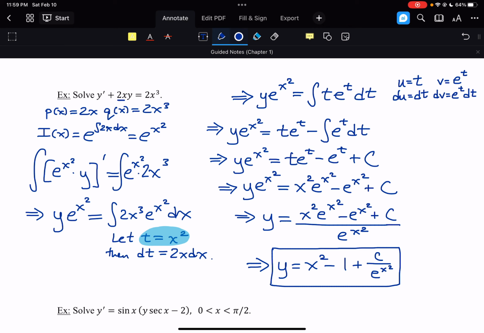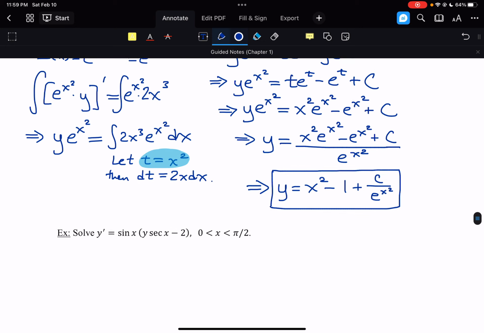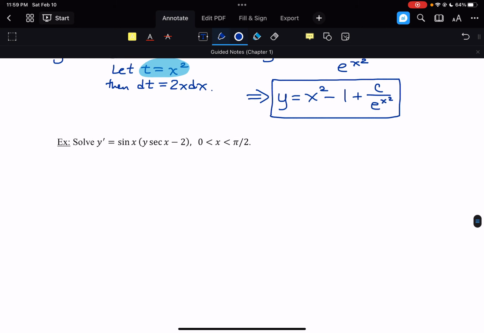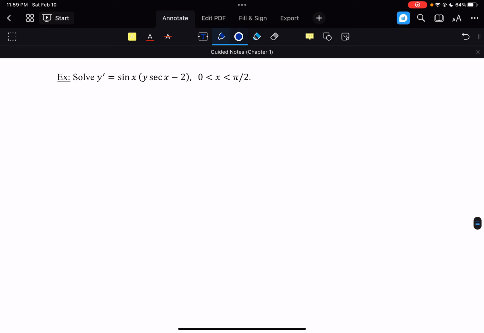So let's take a look at one more, bringing some trig into the mix here. Solve y prime equals sine of x times y secant of x minus 2. Now on the face of it, this doesn't look like a first order linear problem, but we can make it look like one. We can move things around to put it in the proper form. So distribute the sine of x. Now sine times secant: remember, secant is 1 over cosine. So you get sine over cosine, which is just tangent.